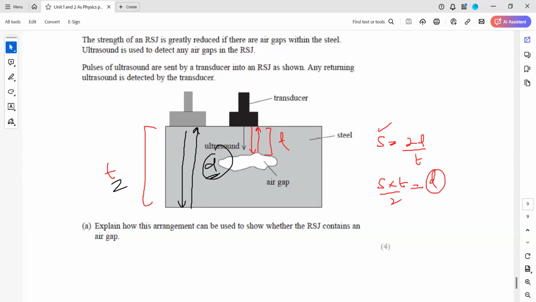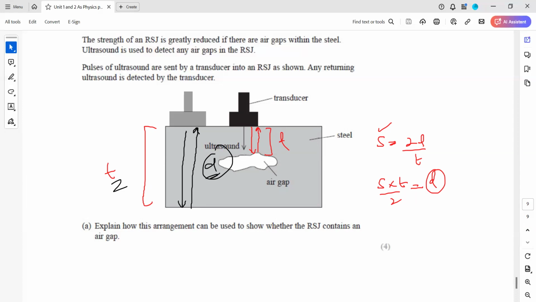So using an ultrasound pulse, which bounces off or partially bounces off, you can mention, we record the time it takes to return, and using the speed and the time, we determine the distance, and we compare that distance with the thickness. If the thickness is more and the distance is less, it means there's an air gap. But if they are equal, it means there is no air gap.